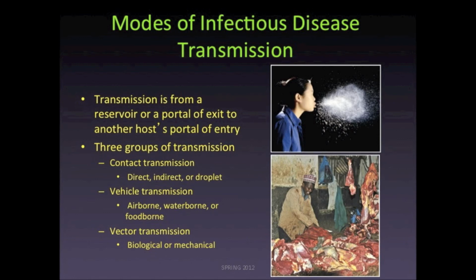Mechanical vectors do not participate in the life cycle of the pathogen, but instead simply transport the pathogen on their feet or some other body part. Mechanical vectors can transfer pathogens to food that may be consumed by the new host. Mechanical vectors include houseflies and cockroaches. E. coli and salmonella are among the pathogens transmitted by mechanical vectors.